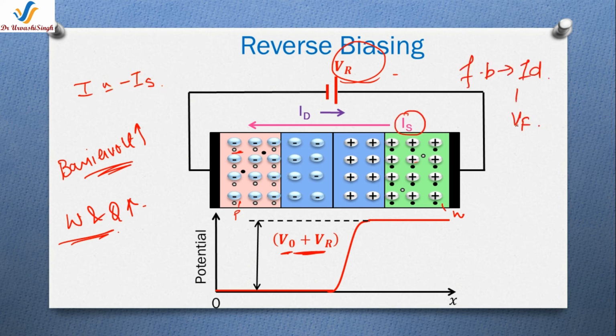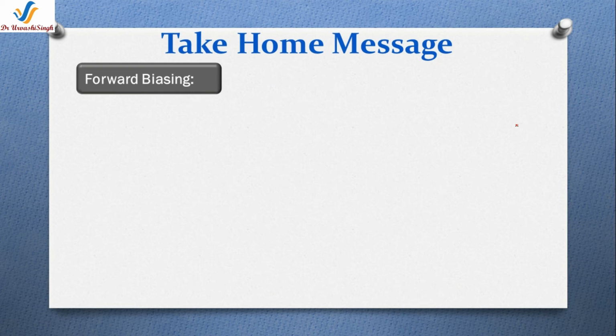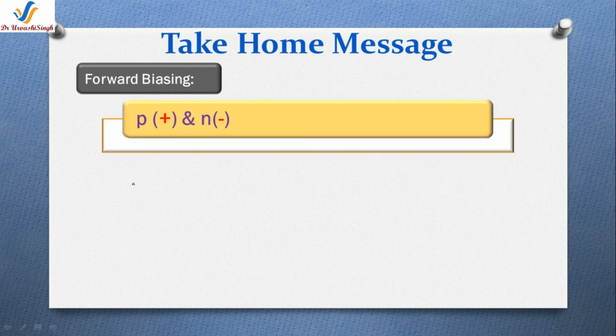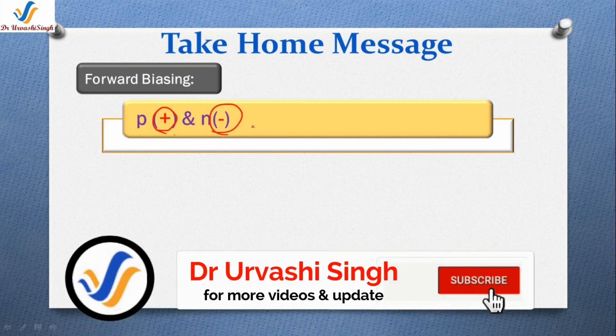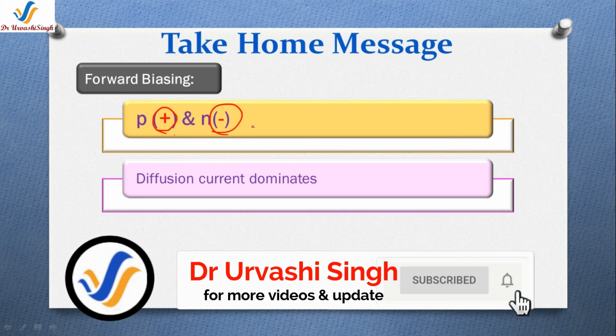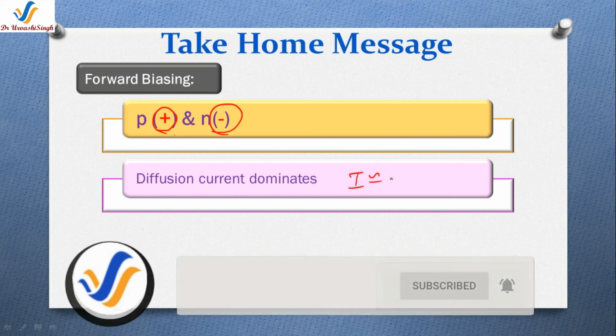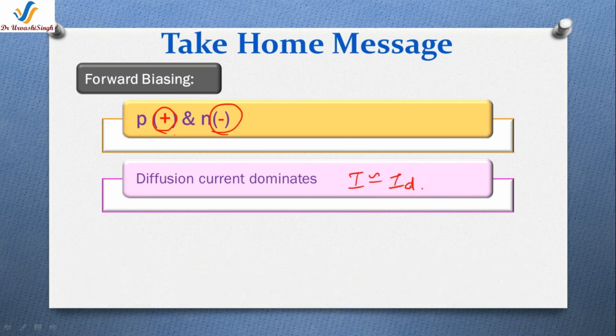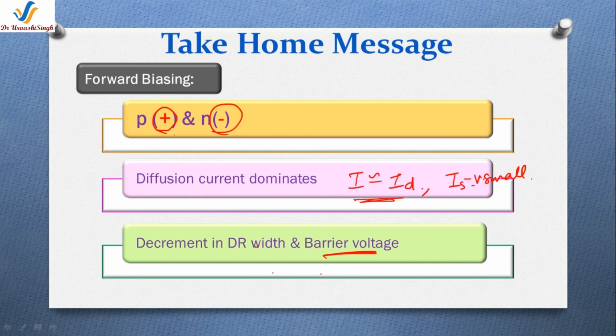Now let's see the important concepts of the topic. For the case of forward biasing, the P terminal is connected to the positive of the applied voltage and N to the negative of the applied voltage. So this will increase the diffusion current, and the external circuit current is approximately equal to the diffusion current because the IES is very small, or you can say negligible. And how does this happen in forward biasing? Forward biasing reduces the effective barrier voltage, and so the depletion region width and charge both get reduced.